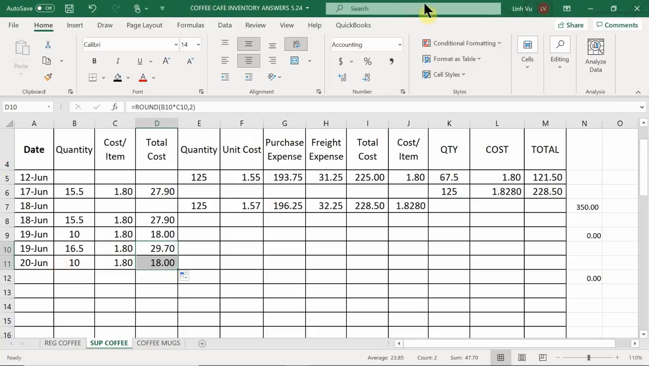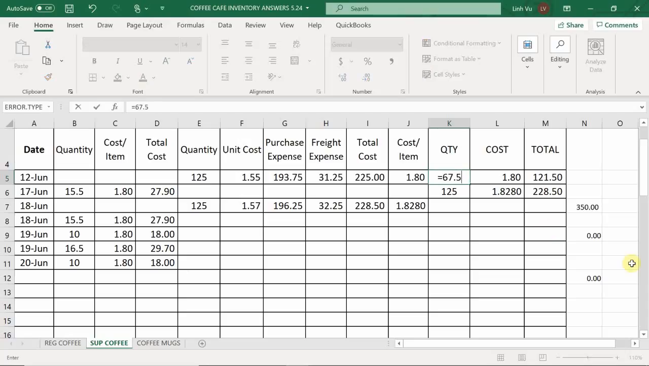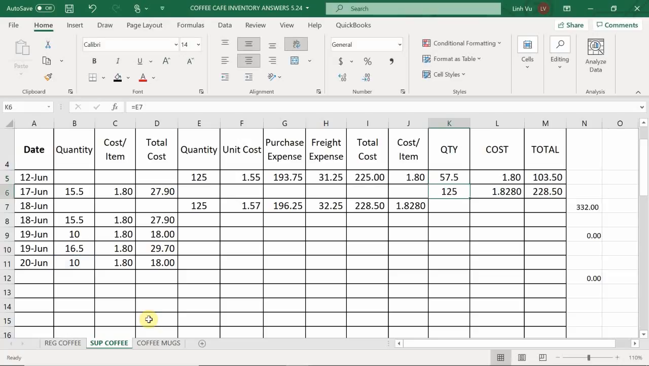What is 67.5 minus 10 since I sold 10 pounds? 57.5. Good. Right? Now, if I have 57.5 pounds at $1.80, what's my total cost now in my inventory for batch number 1? 103.5. Good.